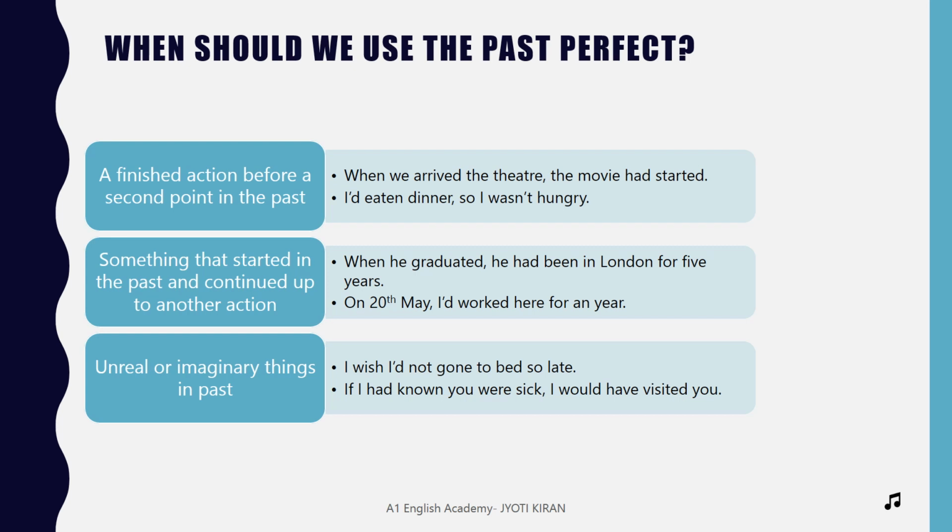Secondly, we also use past perfect for something that started in the past and continued up to another action. See the example, when he graduated, he had been in London for 5 years. So, he arrived in London 5 years before he graduated and lived there until he graduated or even longer.